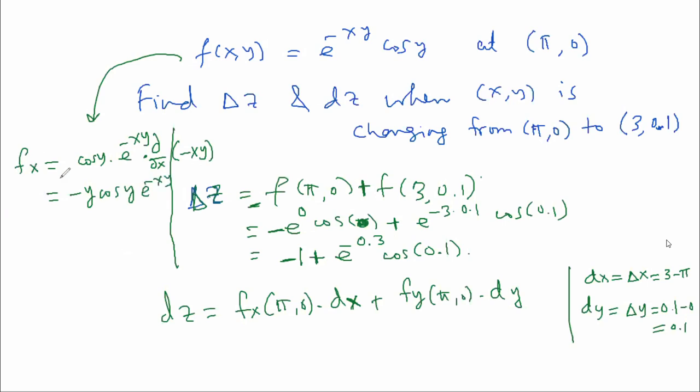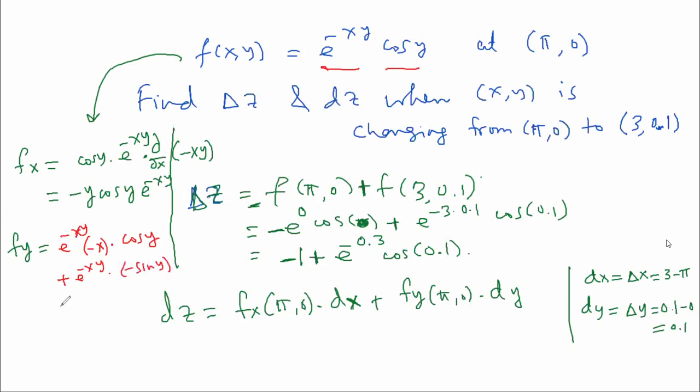Clear? Now take fy. Similarly, we take... now this is a product rule. And it's getting complicated. Why did I choose this? The product rule, right? Derivative of the first, which is e to the negative xy, and derivative of negative xy would be negative x times cosine y plus e to the negative xy times derivative of cosine y, which is negative sine y.